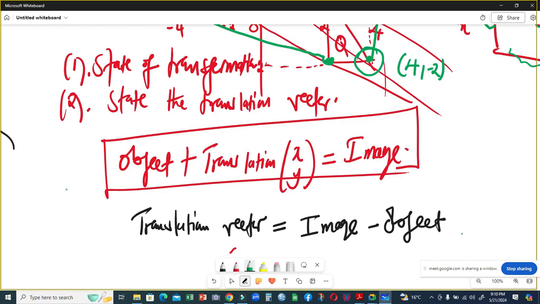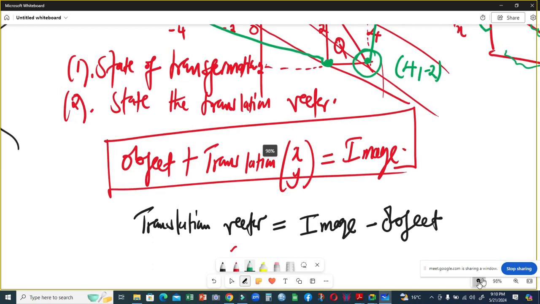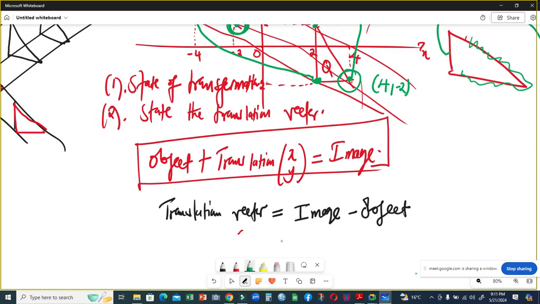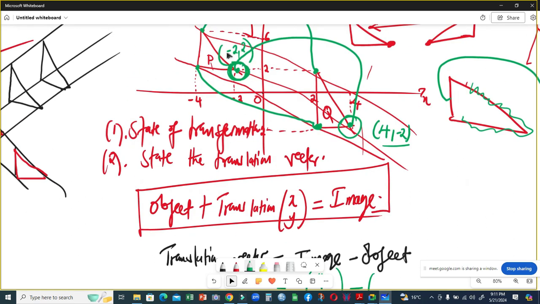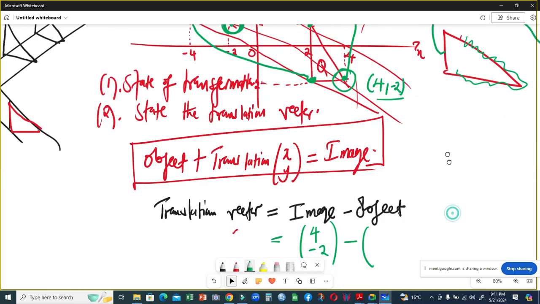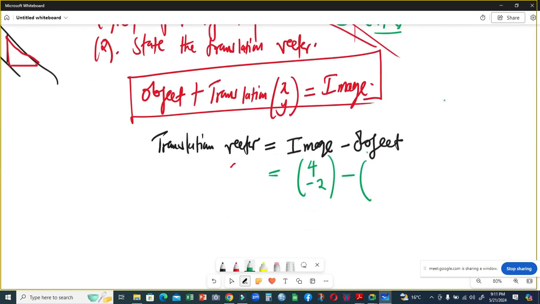So the image, let me do this. So the image we have said is 4, -2. In column vector, we write it as 4, -2 minus the object. We are saying the coordinate to pick -2, 2. So I'll write -2, 2. Then we just now simplify.